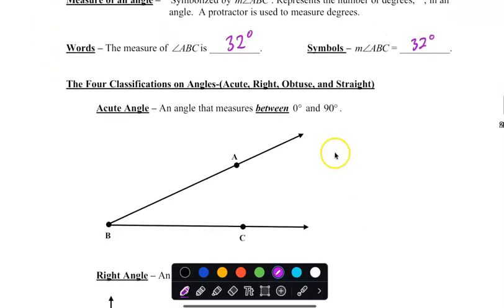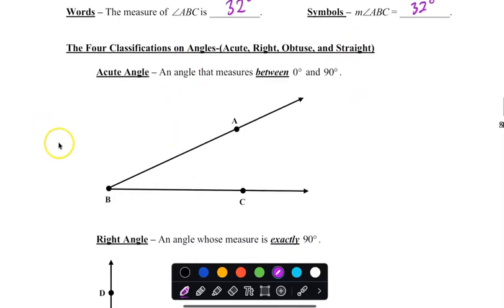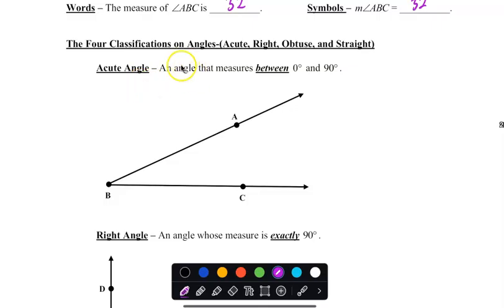Now that we know what angles are, we can classify them different ways. There are 4 different ways to classify them. The first one is acute. It's very acute. It's small. It's between 0 and 90 degrees. So if I made this 25 degrees, that would be an acute angle because it's less than 90. You could say the measure of angle B equals 25 degrees.